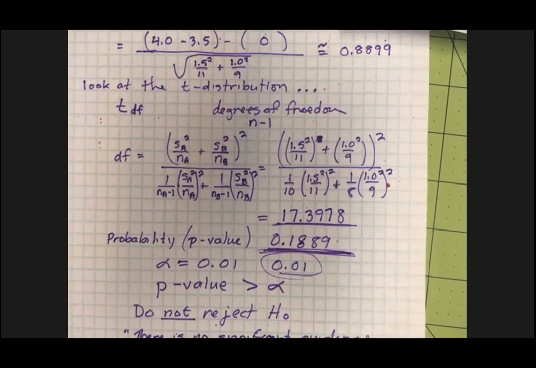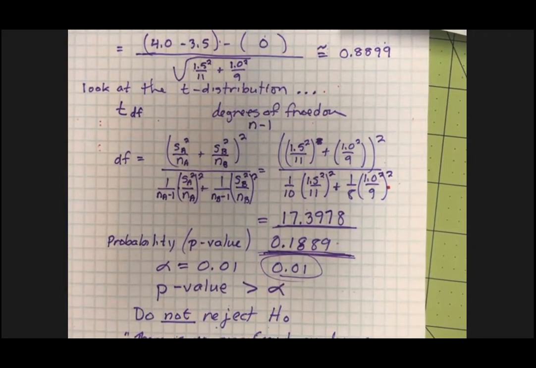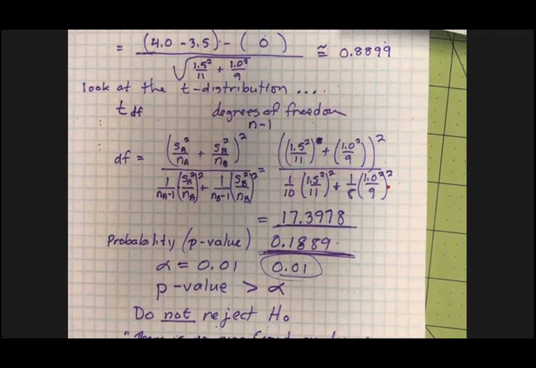Now I want to show you before we go, because we do have to cut this off. I'm sorry I'm taking so long, that I could perform this test on the calculator like this. Under statistics tests, I could use a 2-sample t-test, number 4, if you want to check your work. But then you have to input the data yourself.